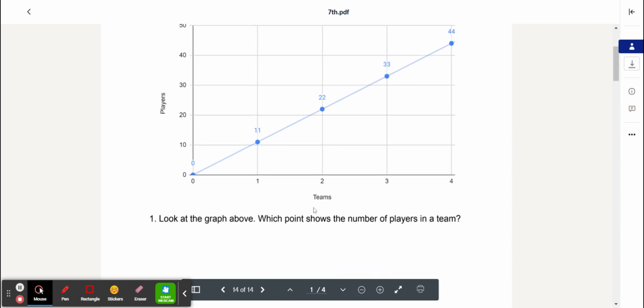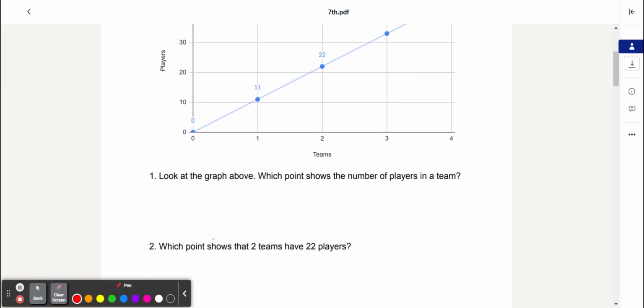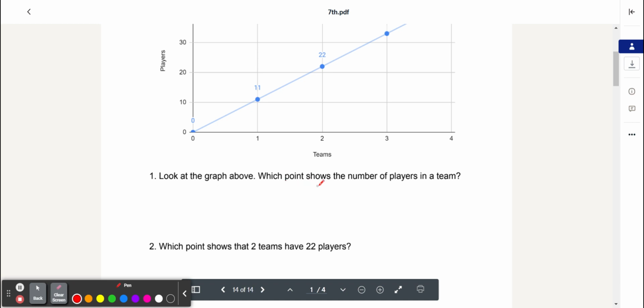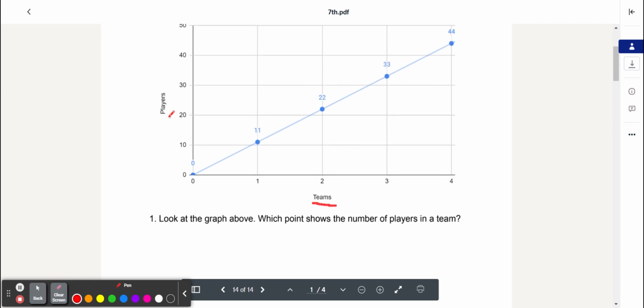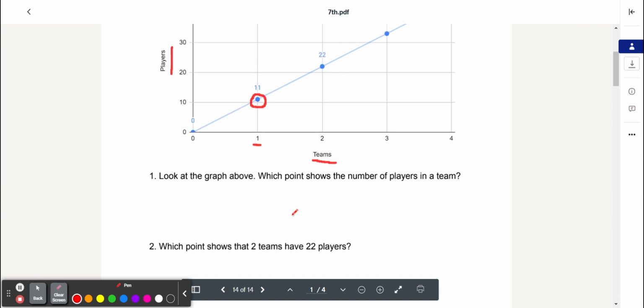So, let's start with Problem 1. Look at the graph above. Which point shows the number of players in a team? And if we look here, the x-axis is teams, and the y-axis is players. So, the point we want is 1, and there we see 11. It's this point right here.